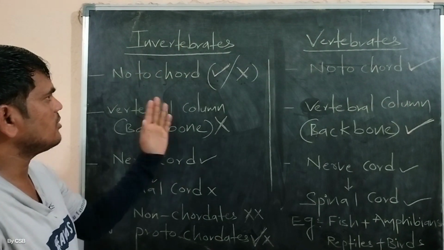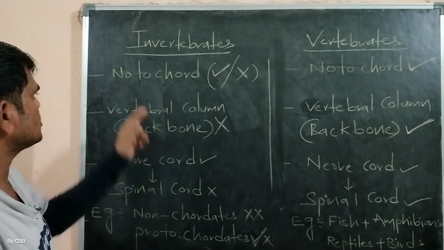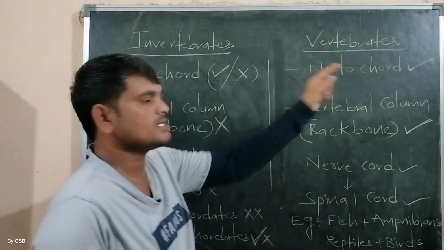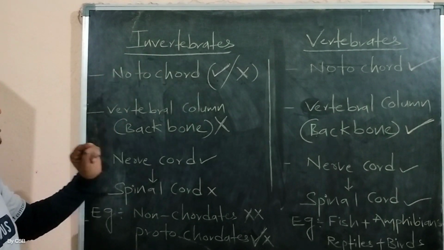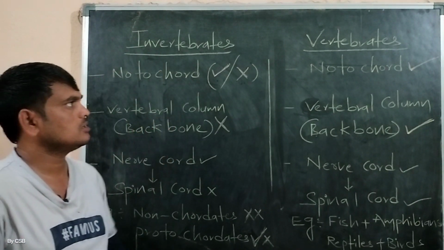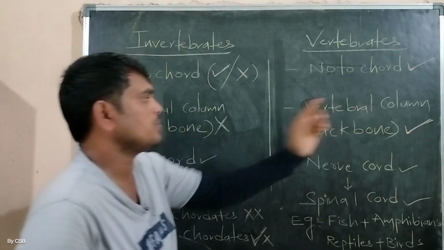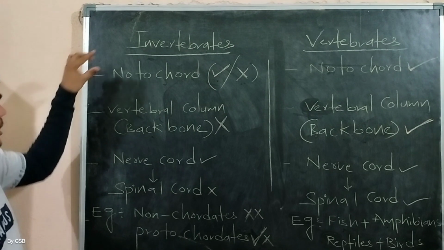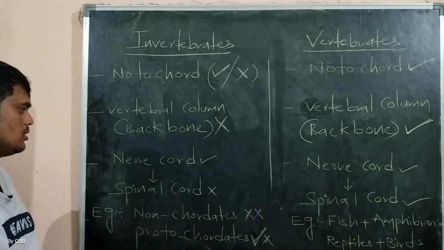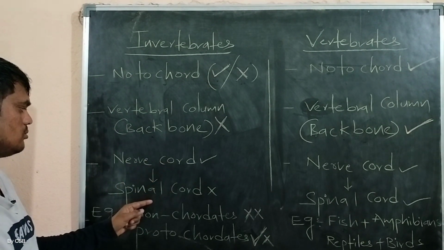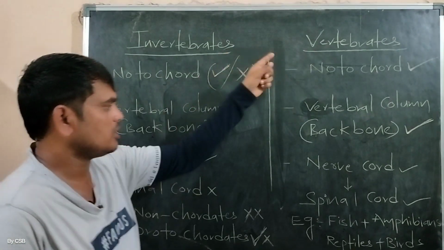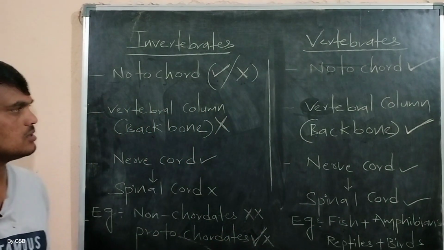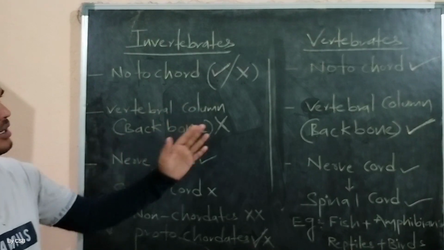What is the difference between invertebrates and vertebrates? In invertebrates, notochord may be present or absent; in vertebrates, notochord is present. In invertebrates, backbone is absent; in vertebrates, backbone is present. Backbone is also called the vertebral column. In invertebrates, nerve cord is present but does not develop into a spinal cord; in vertebrates, the nerve cord develops into the spinal cord. So this is the major difference between invertebrates and vertebrates.